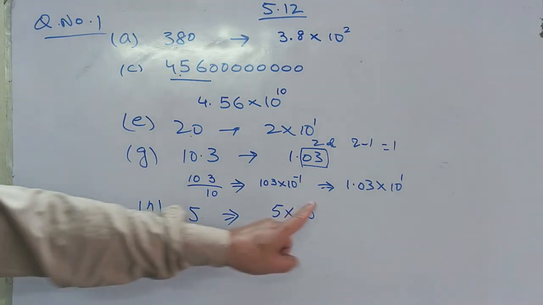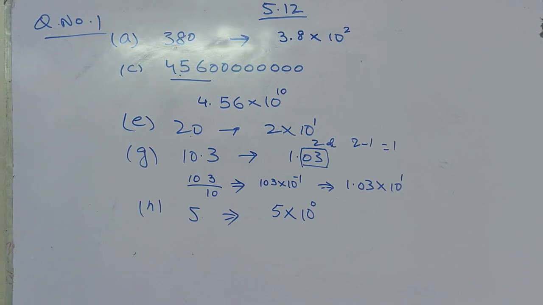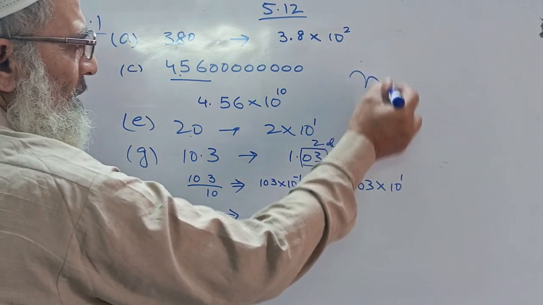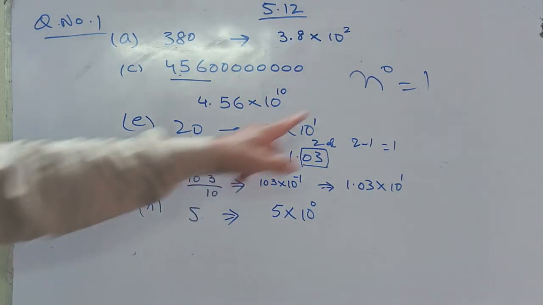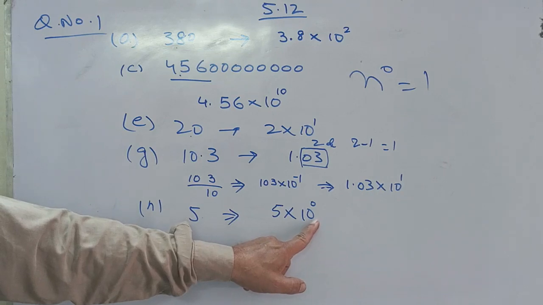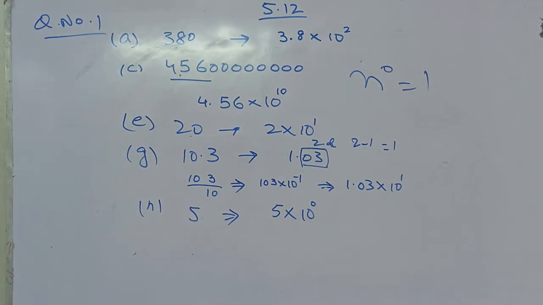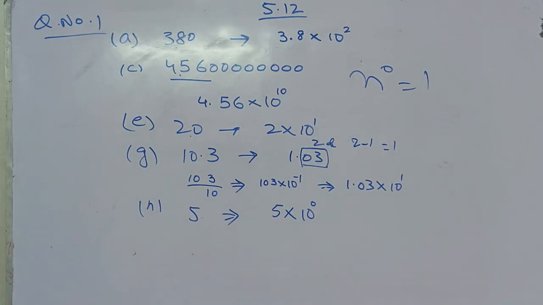And I told you that anything raised to power 0 is equal to 1. Anything raised to power 0, n raised to power 0, is 1. So this 10 raised to power 0 is 1. So we'll be back with 5 only. So this was our first part of first question of exercise 5.12.